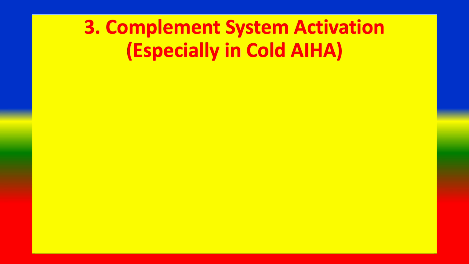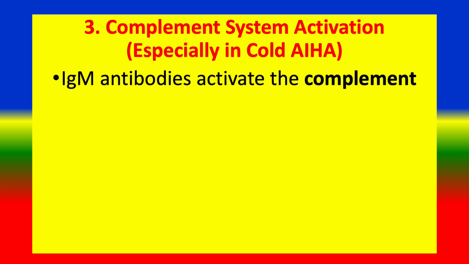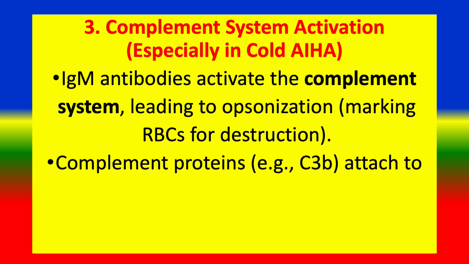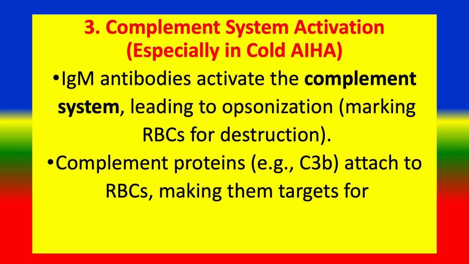3. Complement system activation, especially in cold AIHA. IgM antibodies activate the complement system, leading to opsonization. Complement proteins, for example C3b, attach to RBCs, making them targets for phagocytosis.